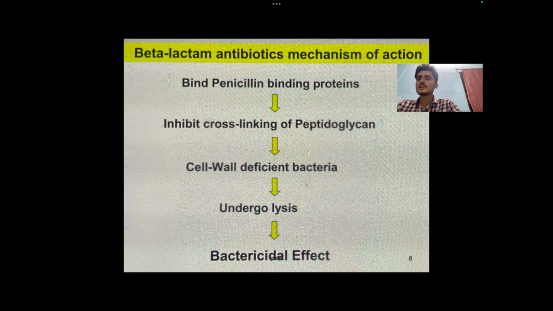Mechanism of action of beta-lactam antibiotics. Beta-lactam antibiotics bind to penicillin binding proteins. They inhibit cross-linking of peptidoglycans, which produces cell wall deficient bacteria. Cell wall deficient bacteria are hyperosmotic. Due to cell wall deficiency, they undergo lysis, which produces the bactericidal effect.